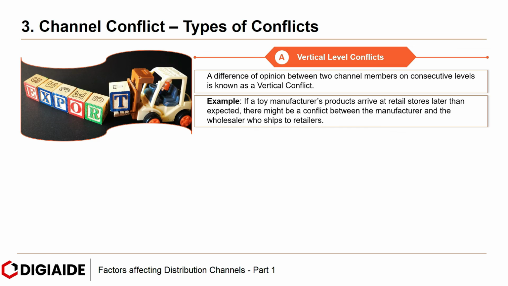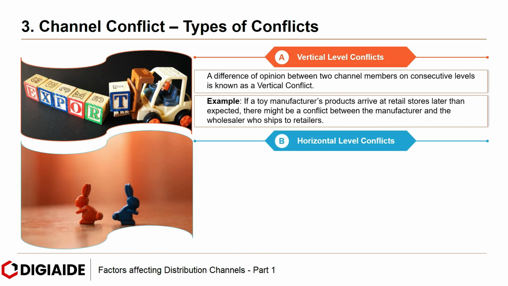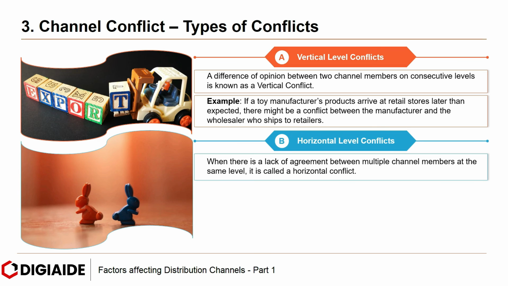For example, if a toy manufacturer's products arrive at retail stores later than expected, there might be a conflict between the manufacturer and the wholesaler who ships to the retailers. Next, horizontal level conflicts. As the word states, when there is a lack of agreement between multiple channel members at the same level, it is called a horizontal conflict.